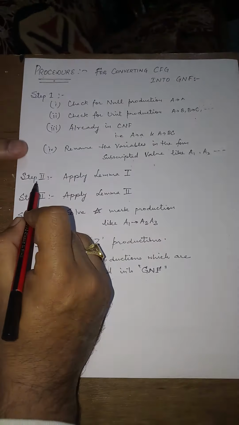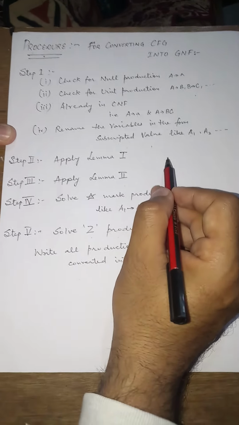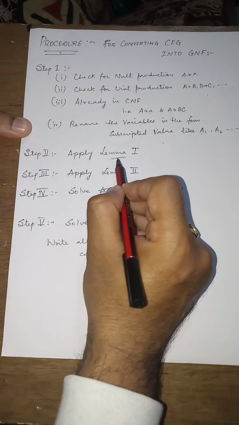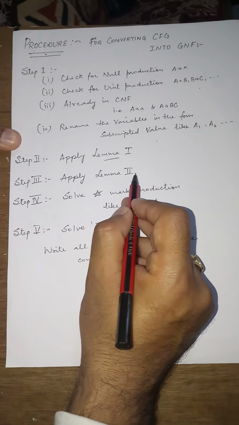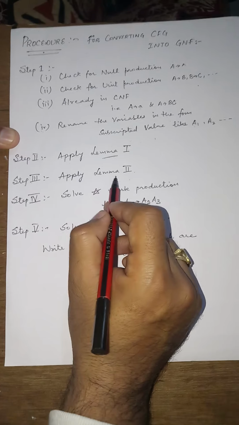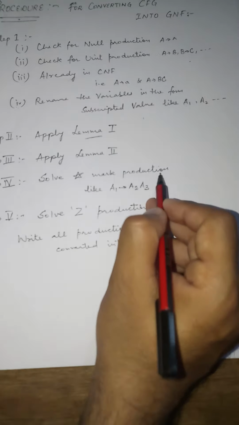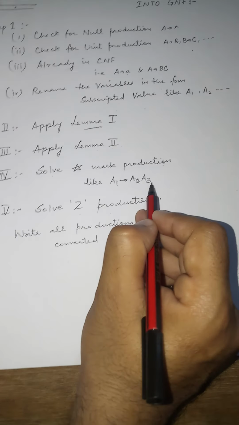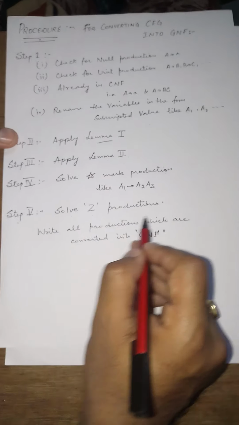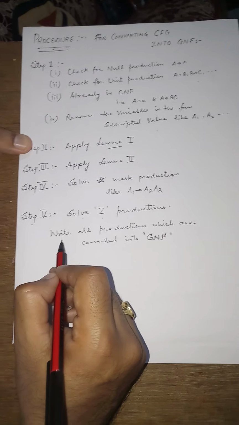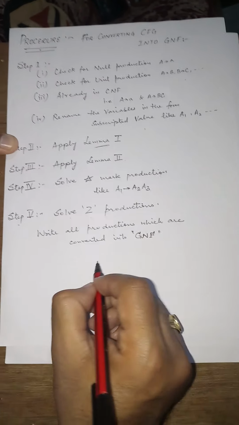Now step 2. In step 2 you will have to apply lemma 1. I will let you know in the example what lemma 1 is. Then step 3 says to apply lemma 2. Again, in the video I will let you know about lemma 2. Step 4, solve star mark productions like A1 goes to A2 A3. Then the final step says to solve Z productions. So after step number 5, you will have to write all the productions which are converted into GNF.